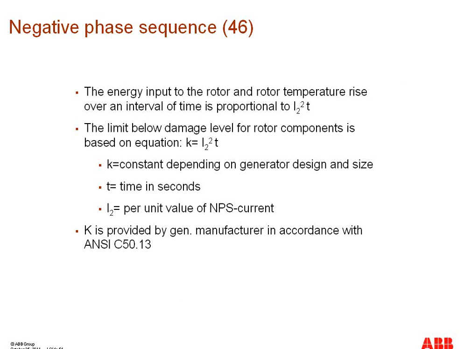Here you can see that K is the constant depending on the generator design and size, T is the time in seconds, and I2 is the negative phase sequence current in per unit. The value of K is provided by the generator manufacturer according to ANSI C50.13, and this K signifies the limit before damage occurs to the rotor due to negative sequence currents.